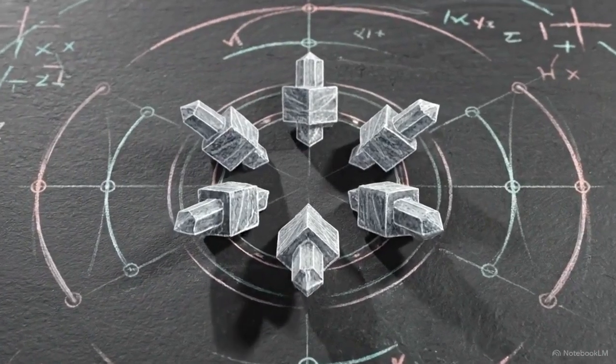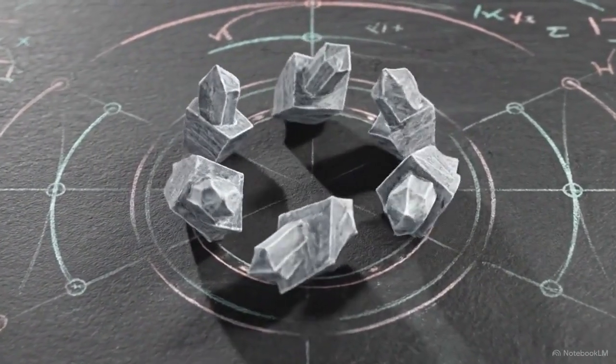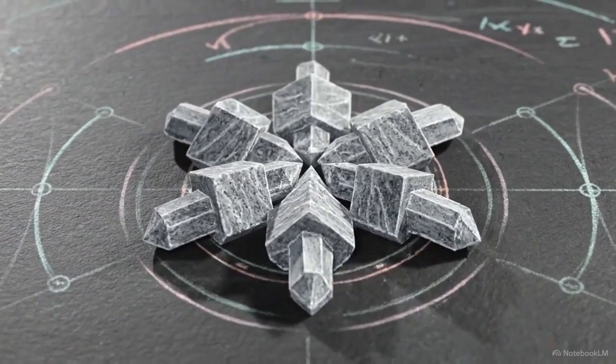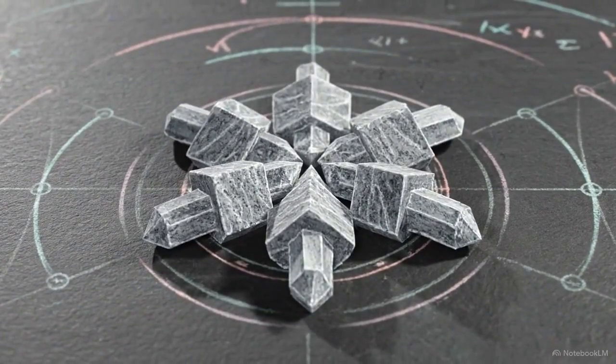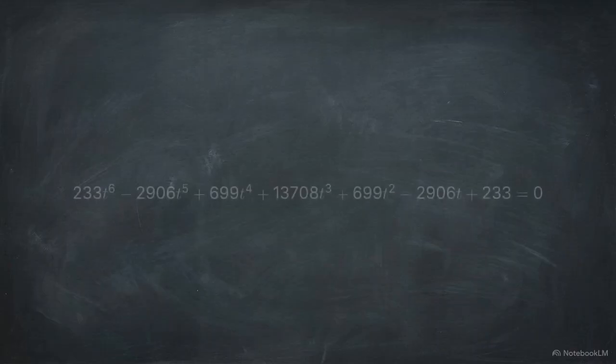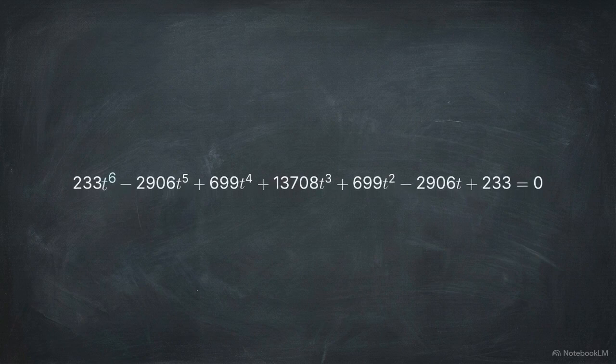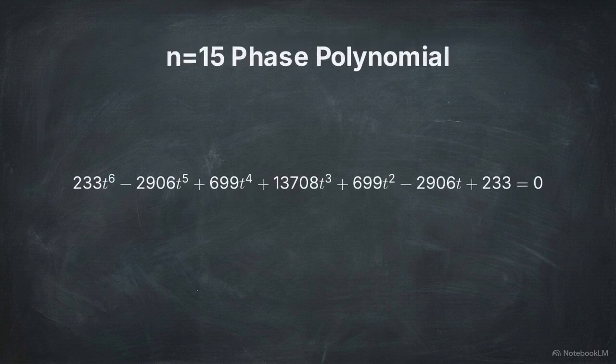Mathematicians search for elegant algebraic structures that maintain an unbreakable symmetry, even when buried deep inside highly complex systems. This equation is a sixth degree, or sextic, polynomial. Specifically, it is the n equals 15 phase polynomial.